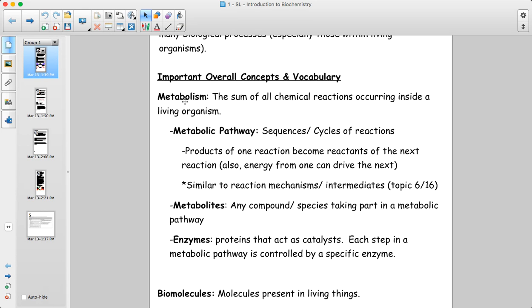So metabolism is a term that will get used, and you've probably heard before. Metabolism is a catch-all phrase that means the sum of all the different chemical reactions that are occurring inside a living organism at any given time. So inside of you or me or really any organism, there are going to be thousands and thousands of chemical reactions all taking place in a very controlled way at any given time.